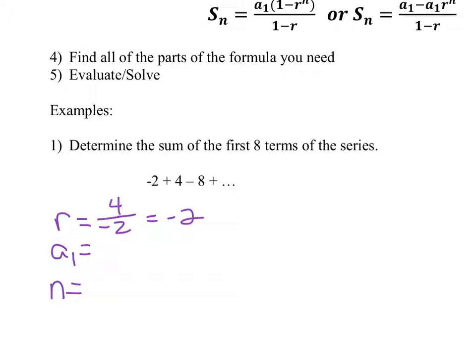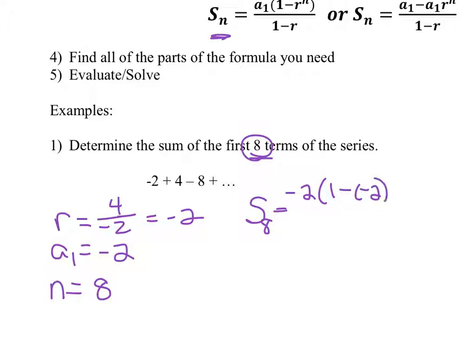A1 is simply the first term. And how many terms do we want? Well, we want 8. So then we just plug it in. S of 8. I'm just using this formula here. I want to use this one, S of n, where n is the number of terms. A1 is -2, times 1 minus the common ratio to the 8th power, divided by 1 minus -2.